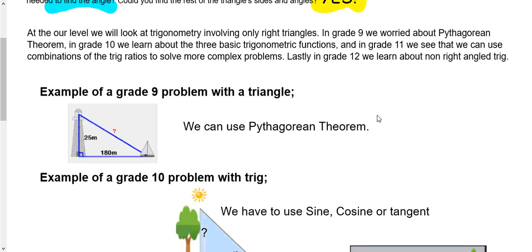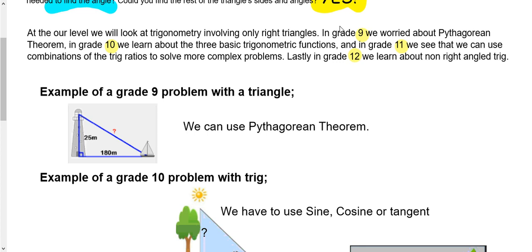So at our level, we'll look at trigonometry involving only right angles. In grade 9, we worried about the Pythagorean theorem. In grade 10, we learned about the 3 basic trigonometric functions. In grade 11, we see that we can use combinations of trig ratios to solve more complex problems. And lastly, in grade 12, we learn about non-right angled trig.